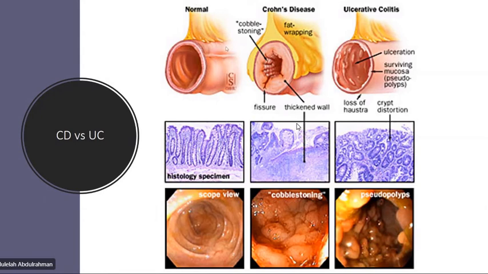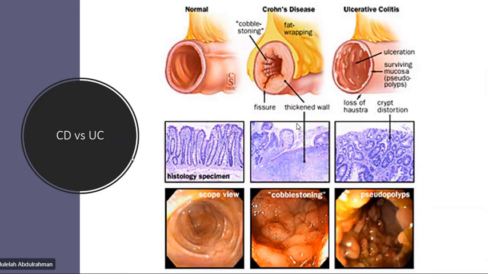If you look at the upper row, we're talking about the gross pathology. It's normal here on the left side, and you go to the middle for Crohn's disease, where you can see the thickness of the wall, the fat wrapping, and the cobblestoning that happens in Crohn's disease. While in ulcerative colitis, you have a thin wall, you have ulceration, you have pseudopolyps. You can see both, but they are more common in ulcerative colitis.